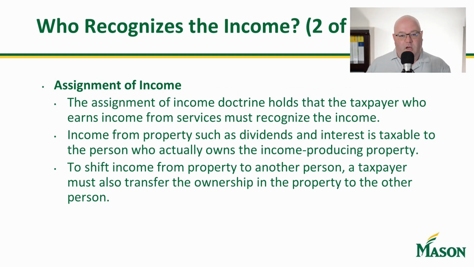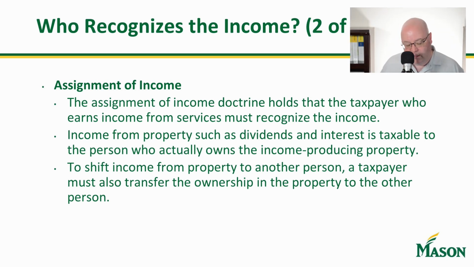So the assignment of income doctrine is that the person who earns the income must recognize it. But if it's assigned, like I said, income from property such as dividends and interest is taxable to the person who actually owns the property. Well, if you have an incomplete gift, technically the mom still owns it, but the son actually owns the stock. So that's kind of the assignment of that income.